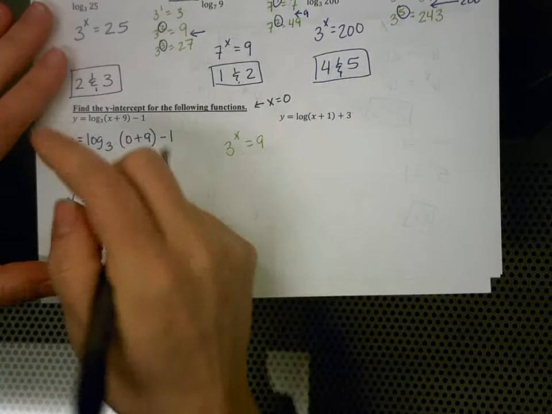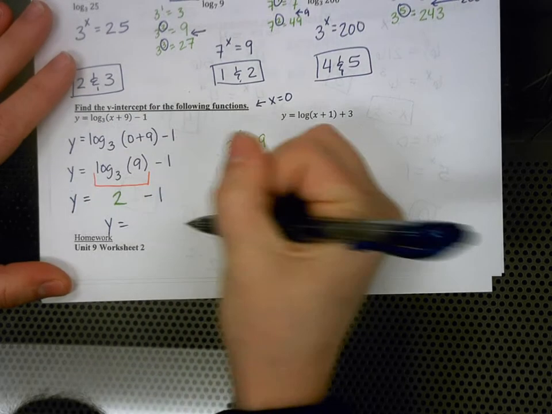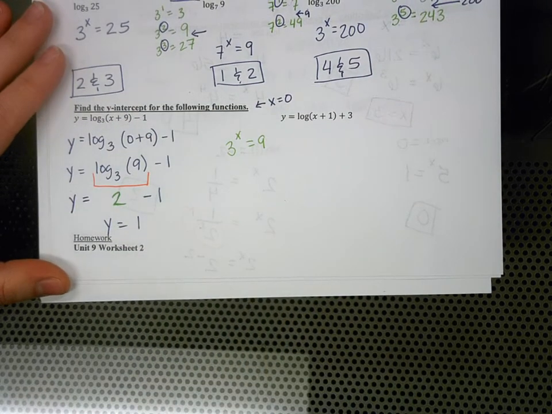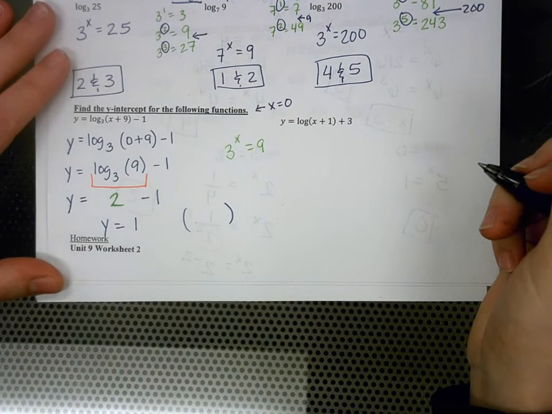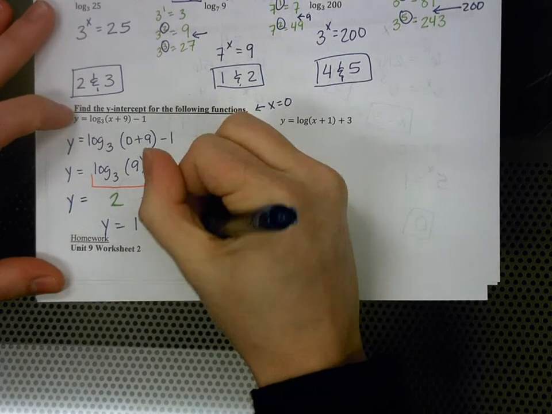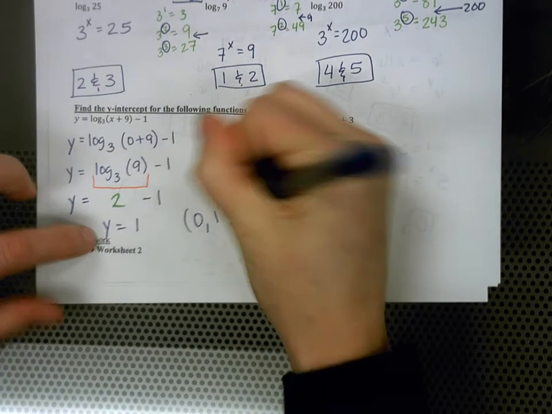And what is 2 minus 1? It's 1. So what is the y-intercept? We're going to write it as an ordered pair. What do we use for x? 0, because it's a y-intercept. What do we get for y? 1. So we get this point 0, 1.